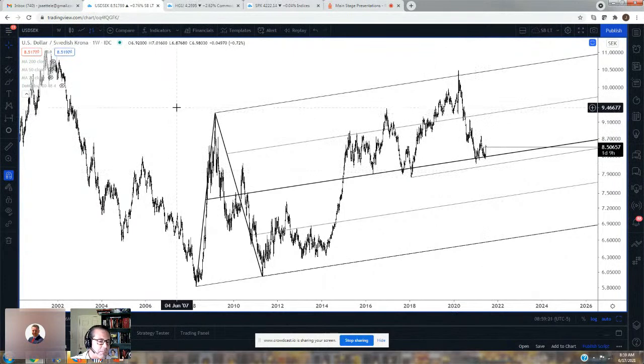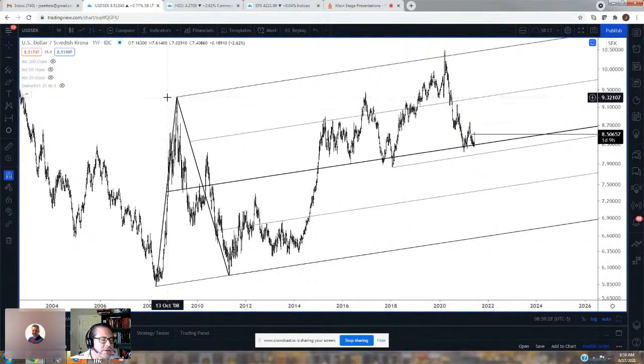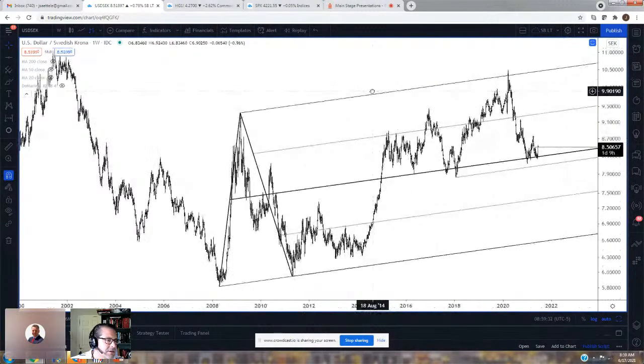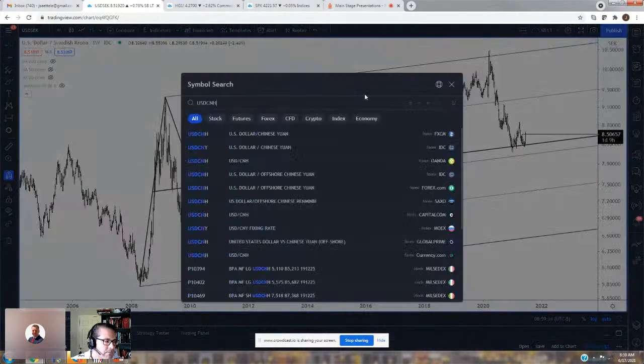And it's taken a while, right? We've chopped back and forth and made everybody kind of trigger happy. Dollar rips, everyone gets bullish, tanks, everyone gets bearish. Now I do think we are seeing a bit more of a sustained move.